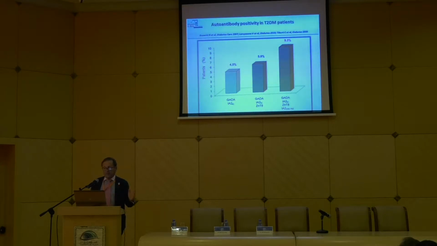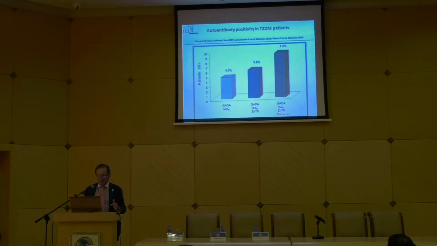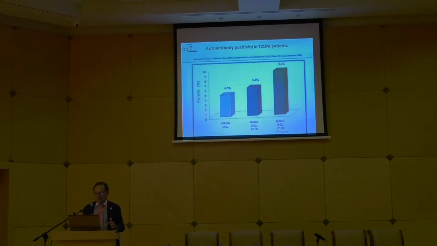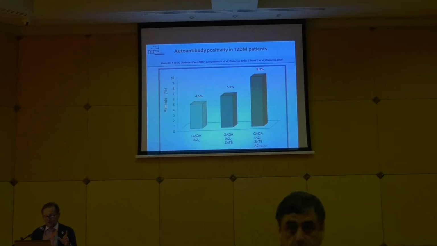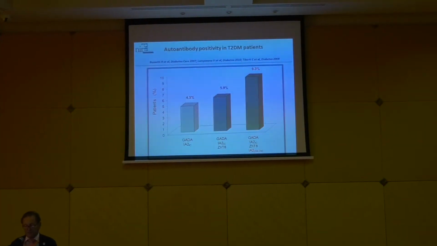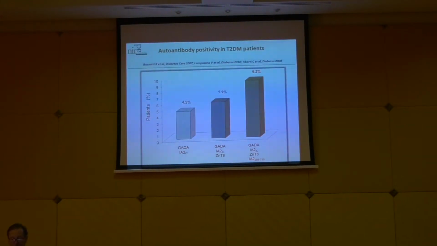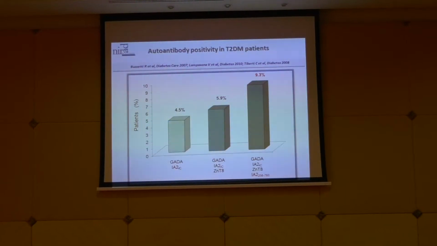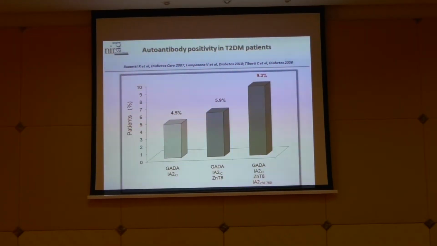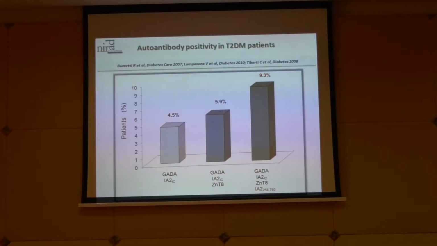Now, positivity in type 2 diabetes patients compared to LADA. As you can see here, these are the data of patients with GAD antibodies and IA2, GAD antibodies and IA2 and zinc T8, GAD, IA2, zinc T8, and IA2, including that sequence of the 256. And as you can see, the percentage of patients with these antibodies in a population of type 2 diabetic patients that were not known to be LADA.